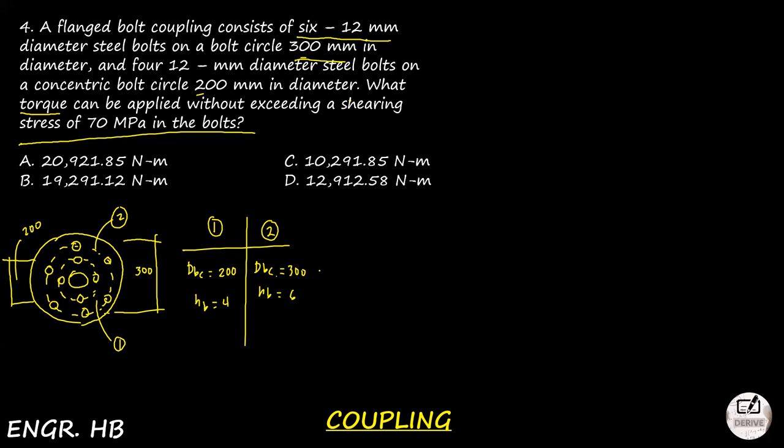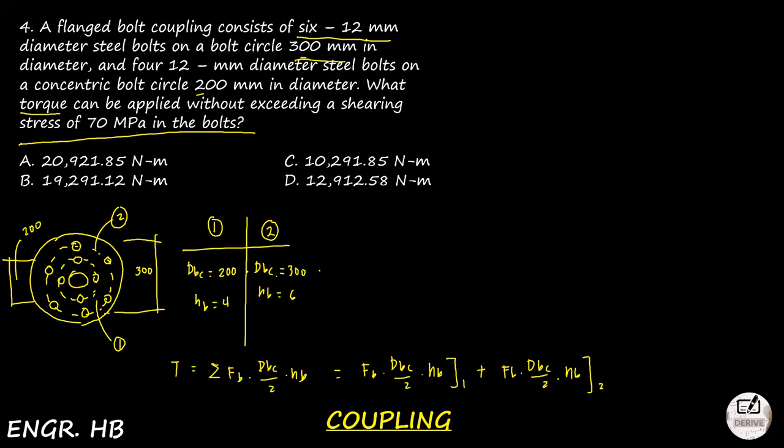So sabi, what torque can be applied without exceeding a shearing stress of 70 megapascals in the bolts? We all know that in the concentric assembly, the total torque is the summation of force times radius, or individual force times DBC over 2 times the number of bolts. So that was equal to FB, DBC over 2, number of bolts for the first, and FB again, DBC again, number of bolts again for the second circle. So parang pinag-plus mo lang yung torque kada bolt circle.